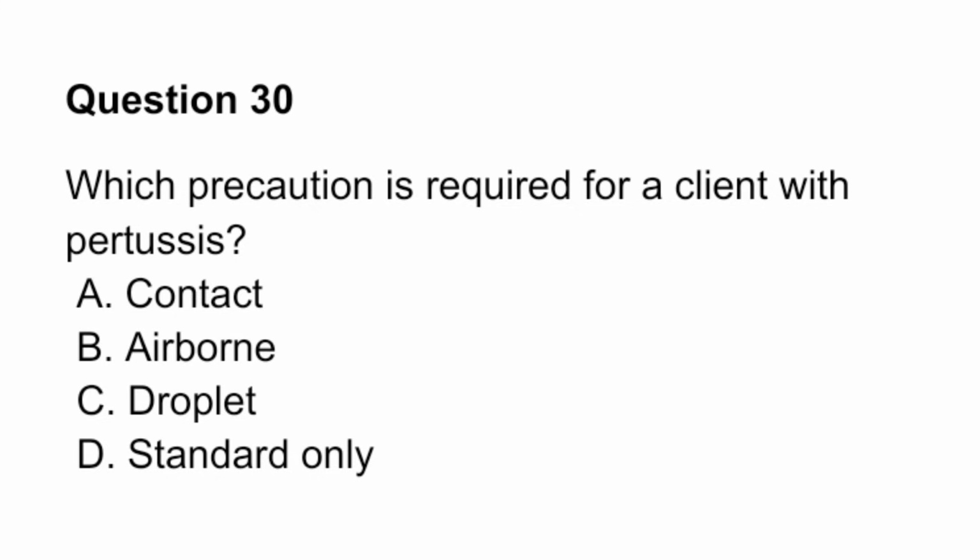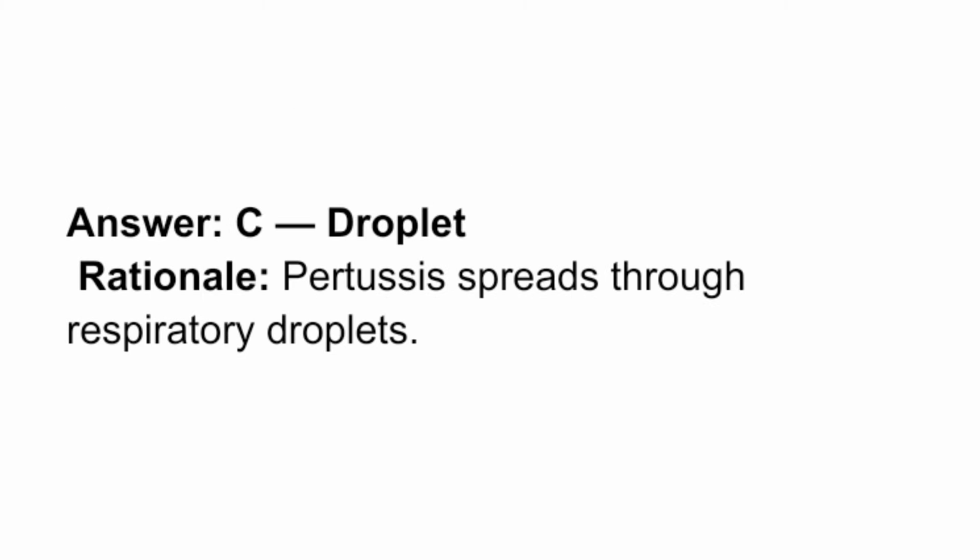Question 30. Which precaution is required for a client with pertussis? A. Contact. B. Airborne. C. Droplet. D. Standard only. Answer, C. Droplet. Rationale, pertussis spreads through respiratory droplets.